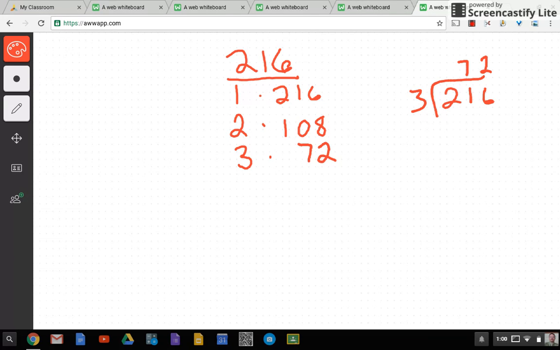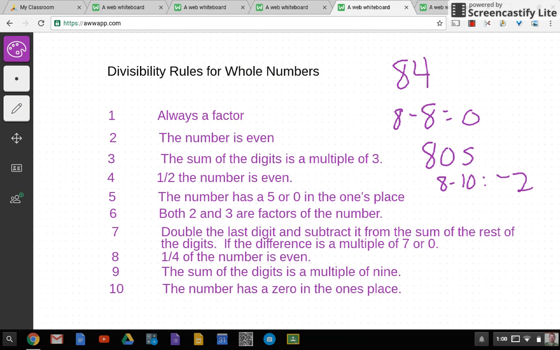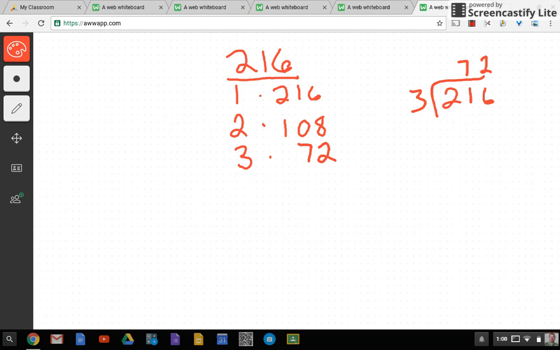Now, 4 says half the number is even. Well, the way I check, remember I said we were going to look at that? That's half the number. Well, looky there, it's even. So here's the other trick. If I cut that number in half, I'll know what number goes with 4. So half of 100 is 50. Half of 8 is 4, so it's 4 times 54.